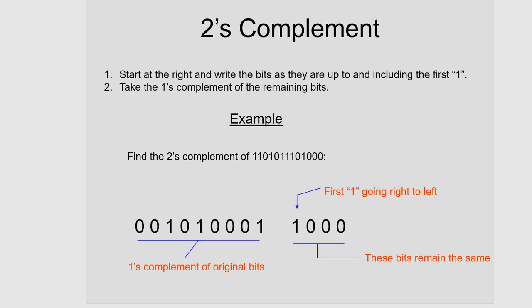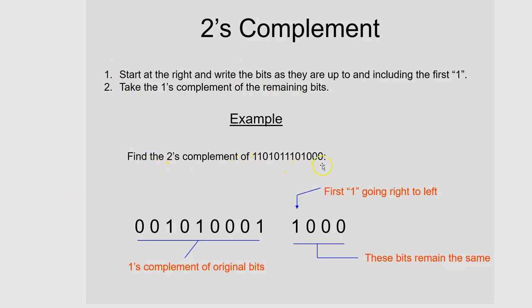A twos complement. Now, if you get on YouTube and you look up twos complement, they'll show you there's a couple ways to get the twos complement. I'm going to show you the way I like to do it, which is what I have in this slide here. The way I like to do it: start at the right and write down the bits as they are up to and including the first one. Take the ones complement of the remaining bits. So what do you mean by that? Oh, here's what I mean.